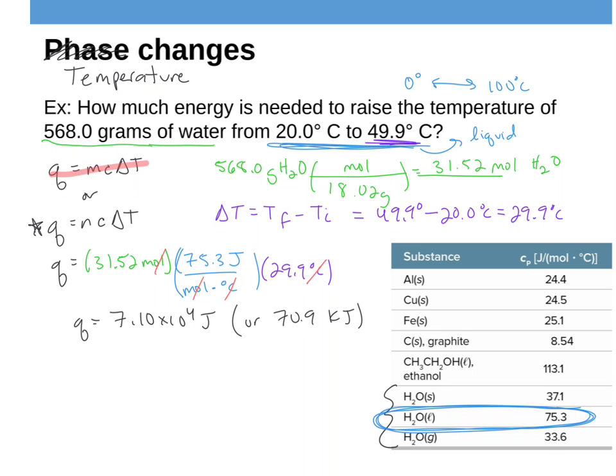And one thing I want you to notice here: my Q is a positive number, which means that this was absorbing energy, which should make sense. If I'm taking water from 20 degrees up to 49 degrees, I'm heating it up. We should be able to mentally check that and say, oh yeah, I'm heating up water. That means I should be absorbing energy, so having a Q that's a positive number does make sense. We will see that we'll have negative Qs also. So this absorbs energy, it's endothermic. This all makes sense. So here's how you'd approach this type of question.